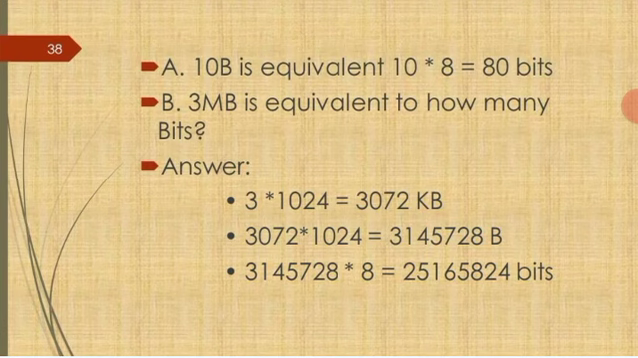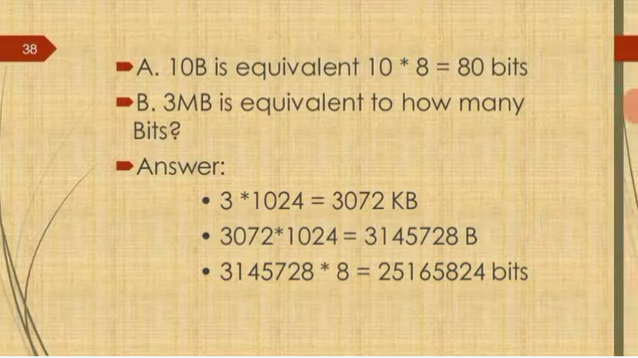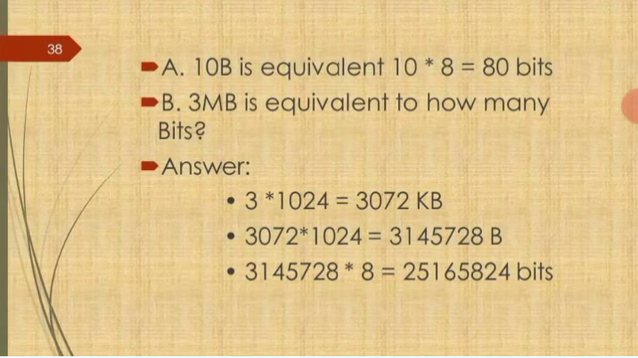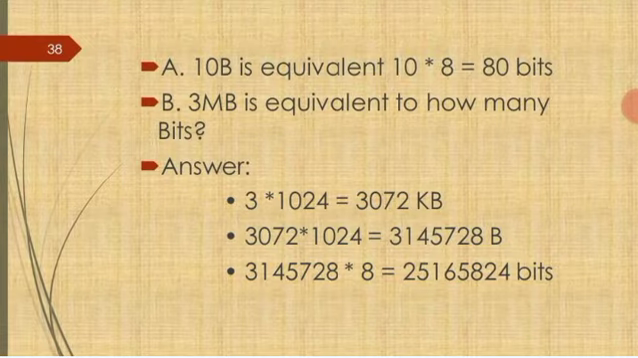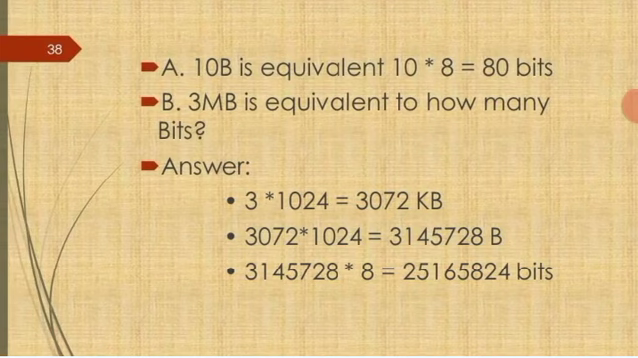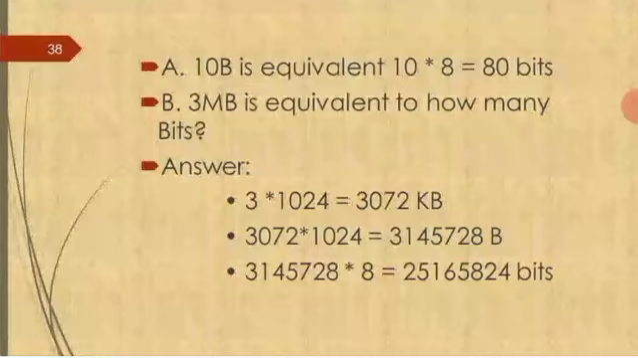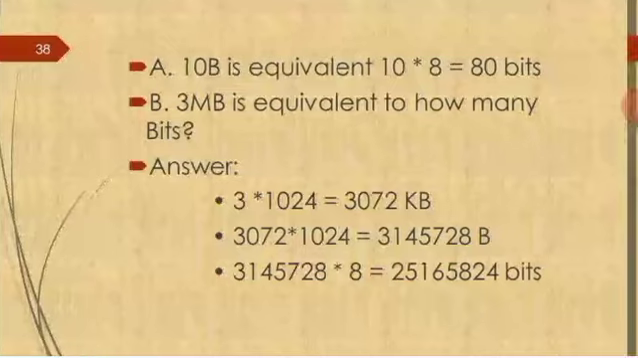We take that 3072 kilobytes and multiply it by 1024 again, because 1024 bytes gives us 1 kilobyte. So 3072 times 1024 gives us 3,145,728 bytes. We haven't reached our answer yet, so we take that 3,145,728 bytes and multiply it by 8, which gives us 25,165,824 bits. Now we've gotten our answer. We now know how many bits are there in 3 megabytes. So let's go to the next slide.